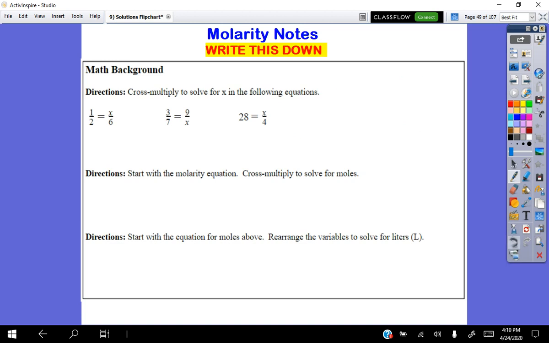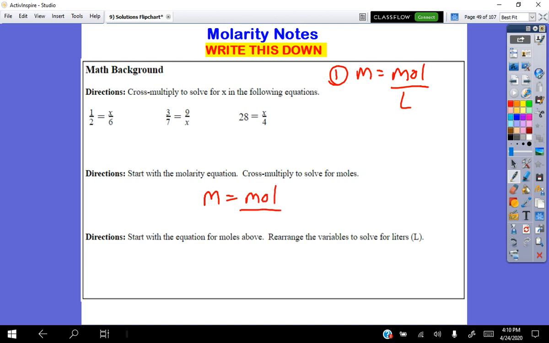Now the reason we're doing this is because we're going to need these skills to help us solve for our molarity equations. We've got 3 different forms of the molarity equation that we're going to use. The first one is the one we already know. Molarity is equal to moles over liters. And that's going to be our starting point.